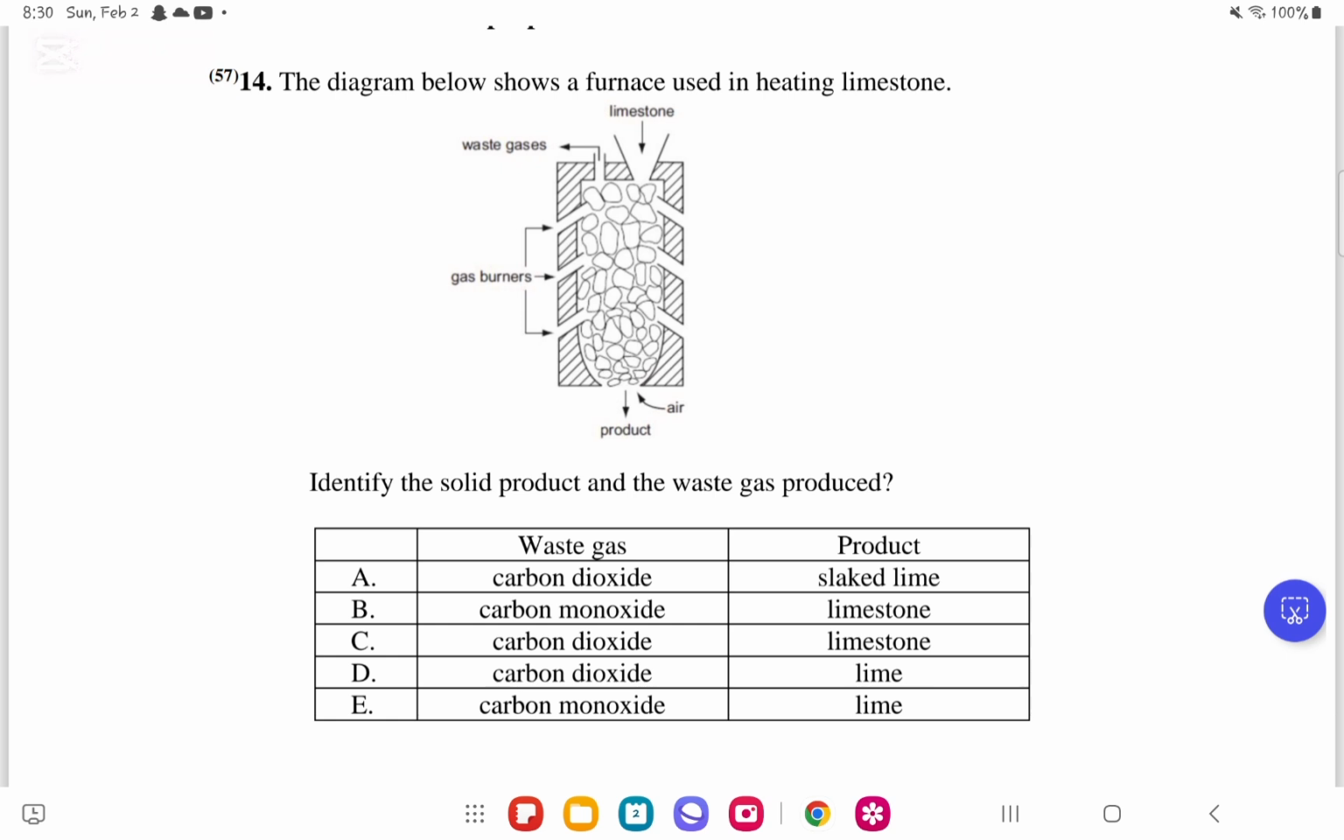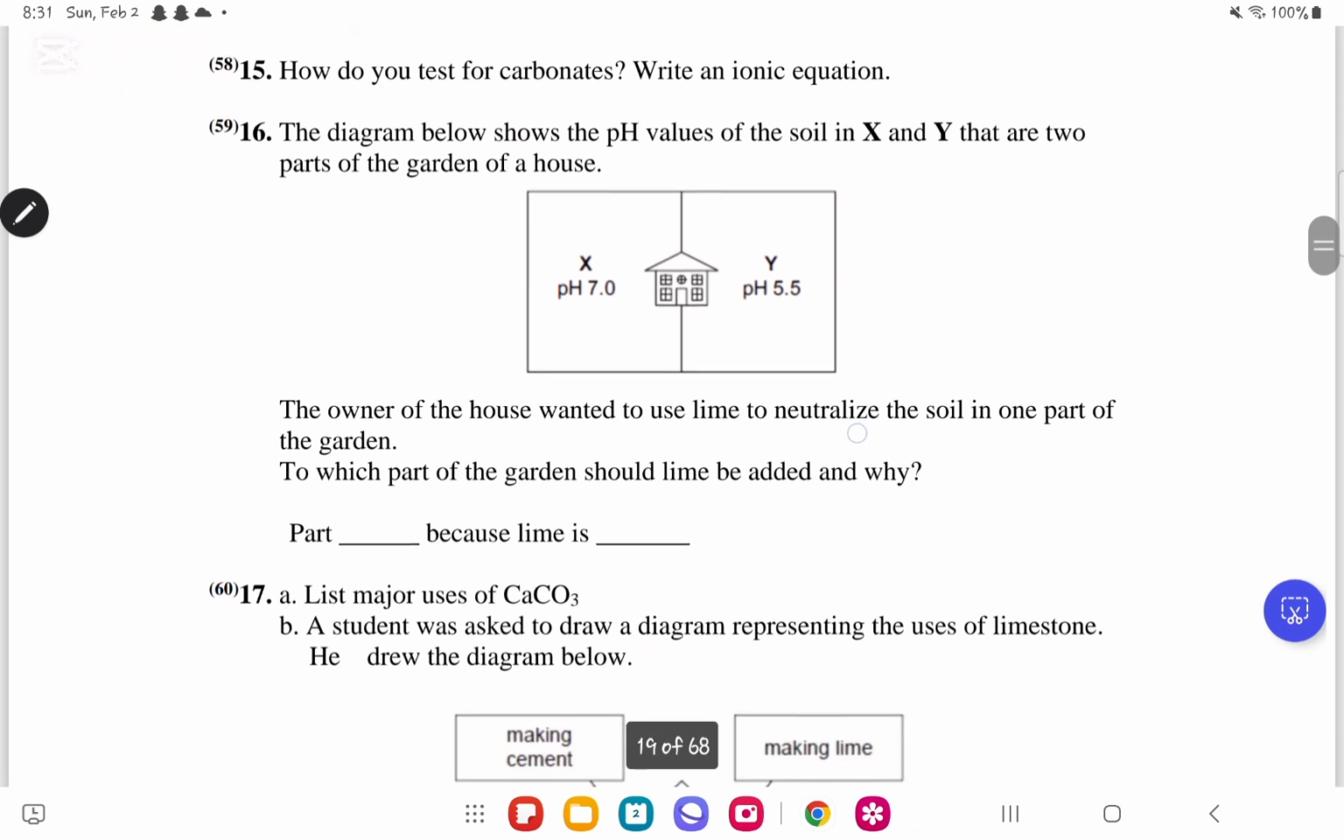Okay, so question number 14. The diagram below shows a furnace used in heating limestone. Identify the solid product and the waste gas produced. So when you heat limestone, what is the waste gas produced? It is carbon dioxide and the solid product is lime. That's it. Very simple. We move on to question number 15.